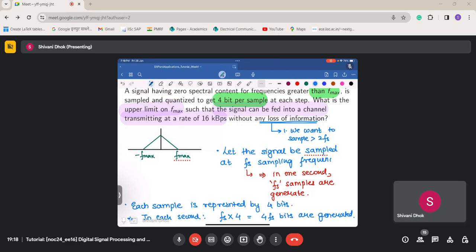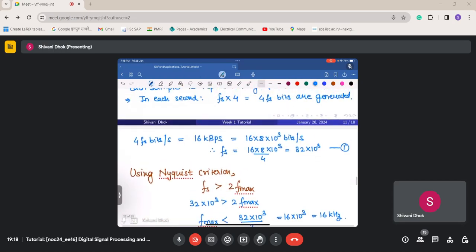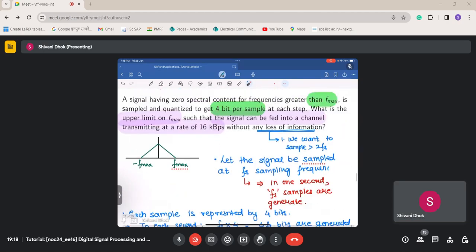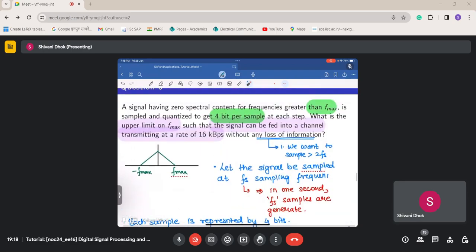Madam, this is the signal bit rate, right? Which one? The 32 kilohertz we got is the sampling rate. Okay, and 16 kbps is the rate at which we are transmitting the signal. Yes. But no information is given about channel bandwidth.